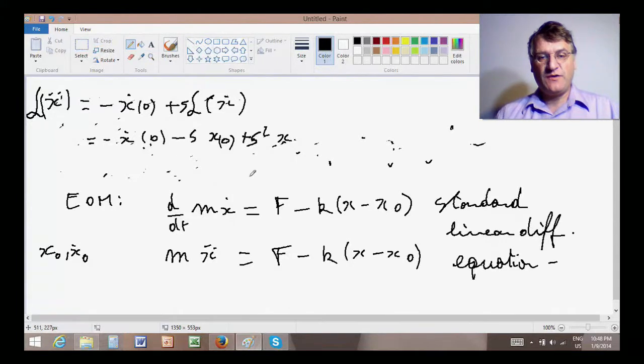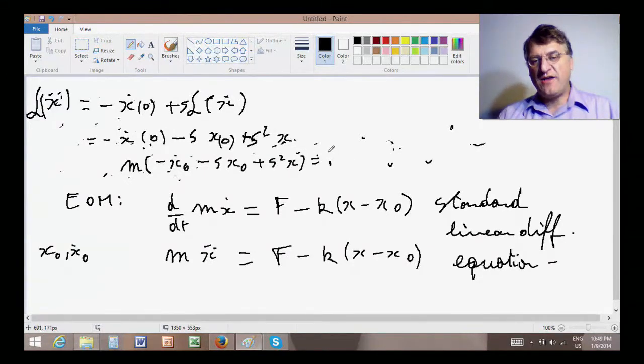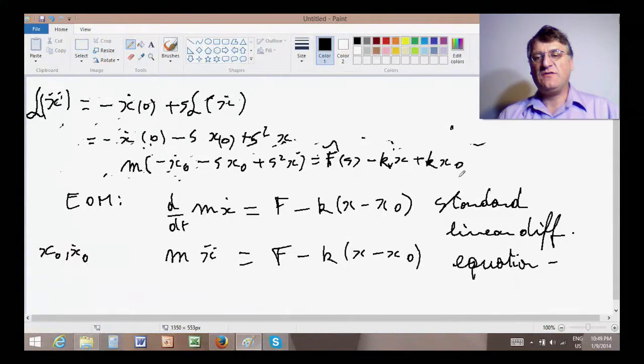That's all we need in order to solve this equation, since we can now write the differential equation as m times minus x dot of 0, which is x dot 0, minus s x0 plus s squared x is equal to, well, the Laplace transform of f, which I can just write f of s, or f hat of s, minus k times x in the Laplace transform domain plus k times x0.